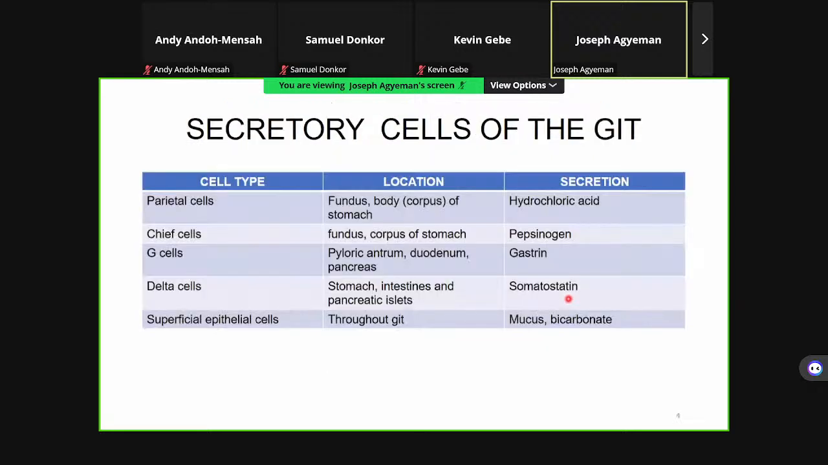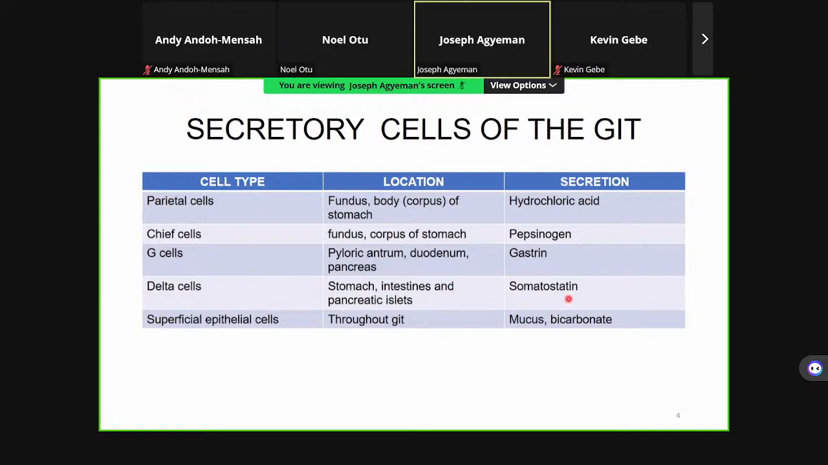All right. Then let's look at the various secretory cells found in the GIT that have any connection to the topic of the day, peptic ulcer disease. So these cells, what are they? Where can we find them in the GIT? And what do they secrete that can affect PUD?